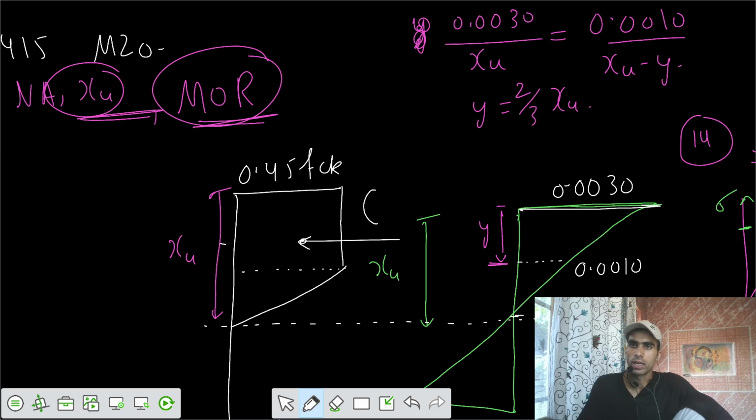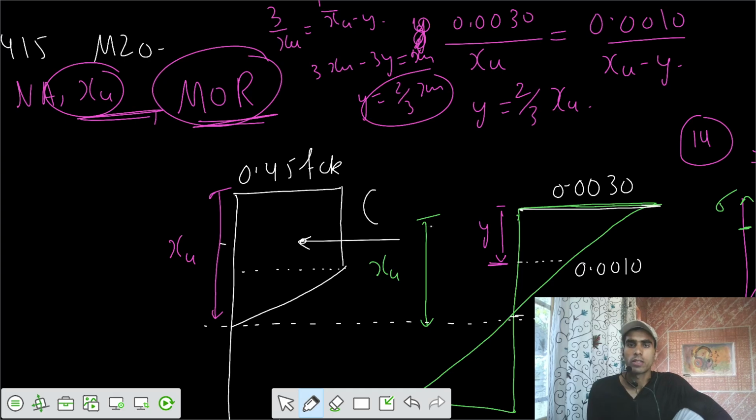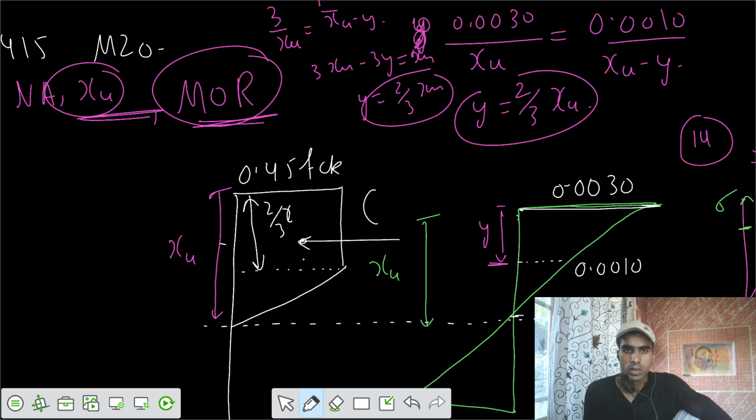You can check that also here. 3 by XU equals 1 by XU minus Y. So you would get 3XU minus 3Y equals XU, so that Y equals 2 by third of XU. Y is 2 by third of XU. So that means the stress block is having those dimensions. This is your 2 by third, and this one is your 1 by third XU.